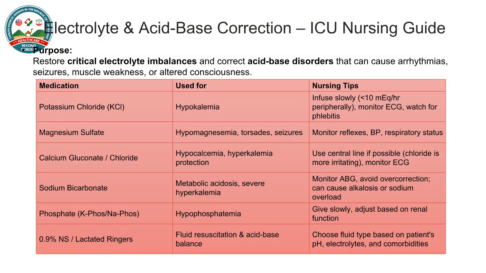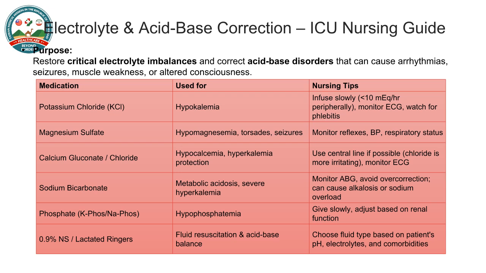In addition to vasopressors, sedatives, and respiratory medications, ICU care must also address electrolyte and acid-base imbalances. These can cause arrhythmias, seizures, muscle weakness, or altered consciousness, so correction is critical. Key drugs and nursing points: potassium chloride, KCl, for hypokalemia, infuse slowly, less than 10 milliequivalents per hour. Monitor ECG, watch for phlebitis.